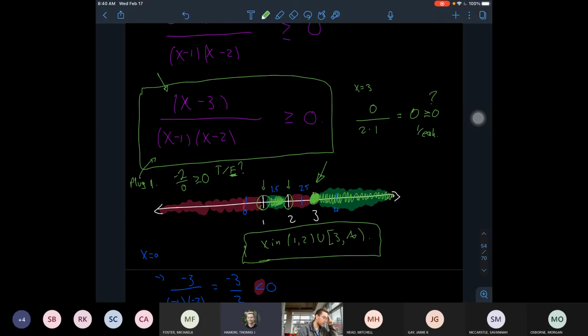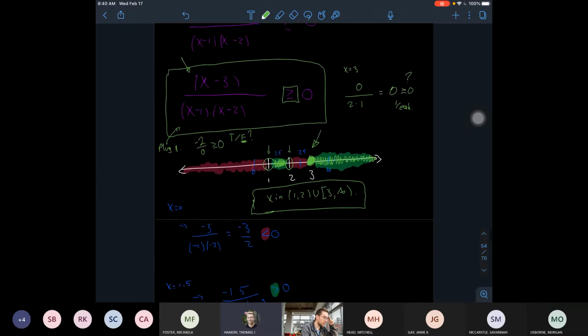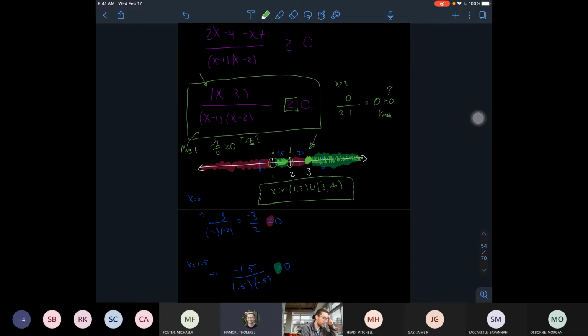And then the reason we had a closed circle on 3 was because of this greater than or equal to sign. If we plugged in 3, it would make the top 0 and the bottom would not be 0. So 0 divided by anything is 0, which is larger than or equal to 0. Okay, so that was about the rational inequality. And again, we just pick test points from each interval and plug them in, and we see, does this give me something which is true? Does it make the inequality true? If so, we fill in everything in that region. If not, we don't fill in everything in that region.